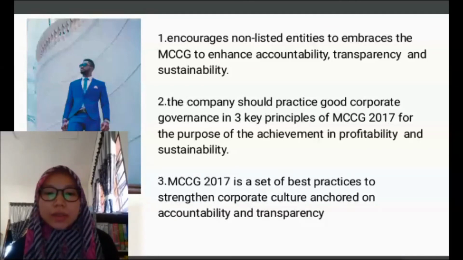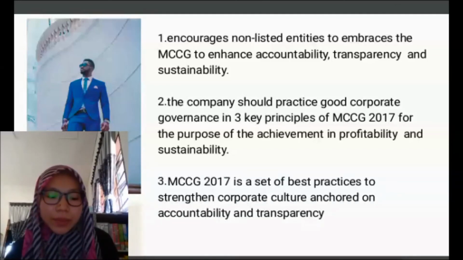Further, there are explanatory notes and guidance on the implementation of such practices, for the purpose of achieving profitability and sustainability. Last but not least, the MCCG 2017 is a set of best practices to strengthen corporate culture and enhance accountability and transparency. That's all from our group presentation.